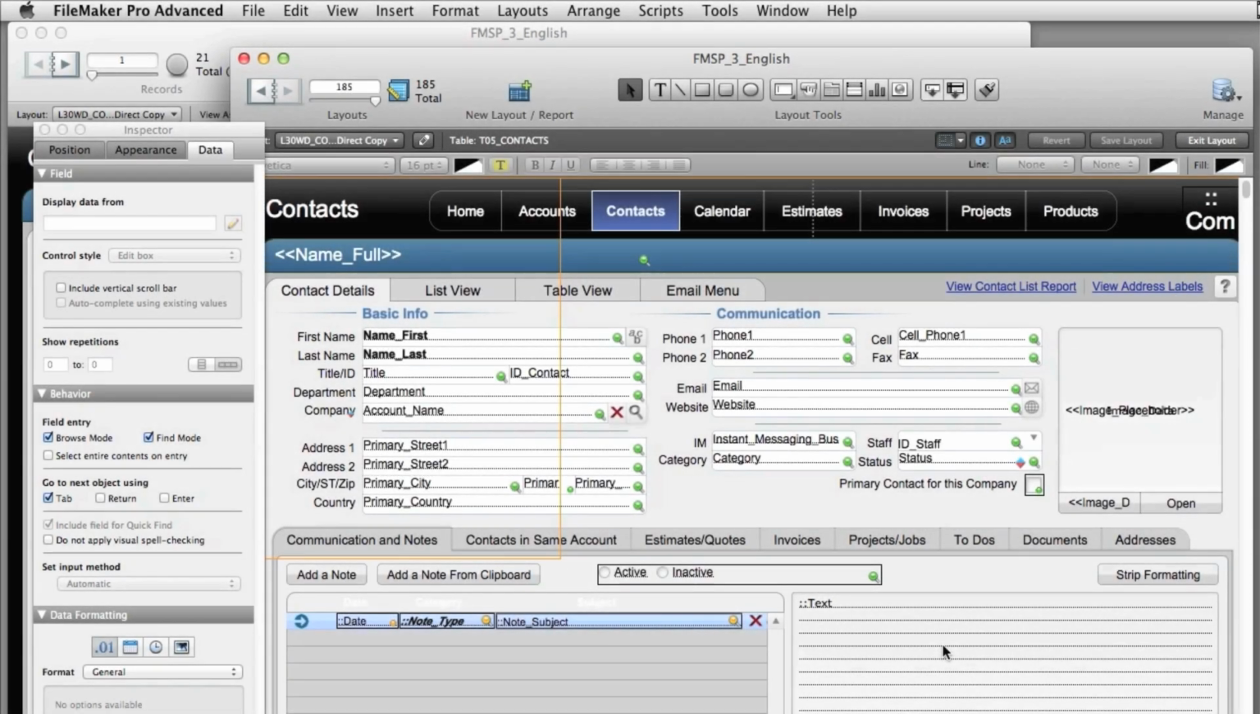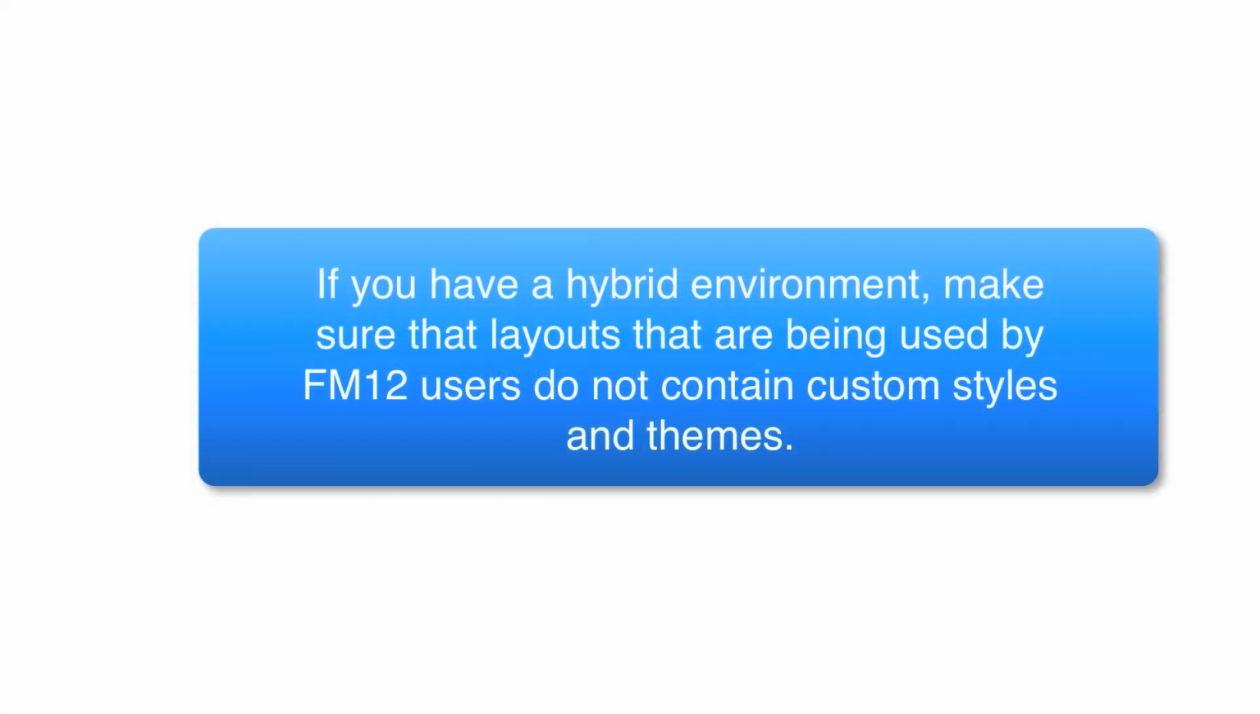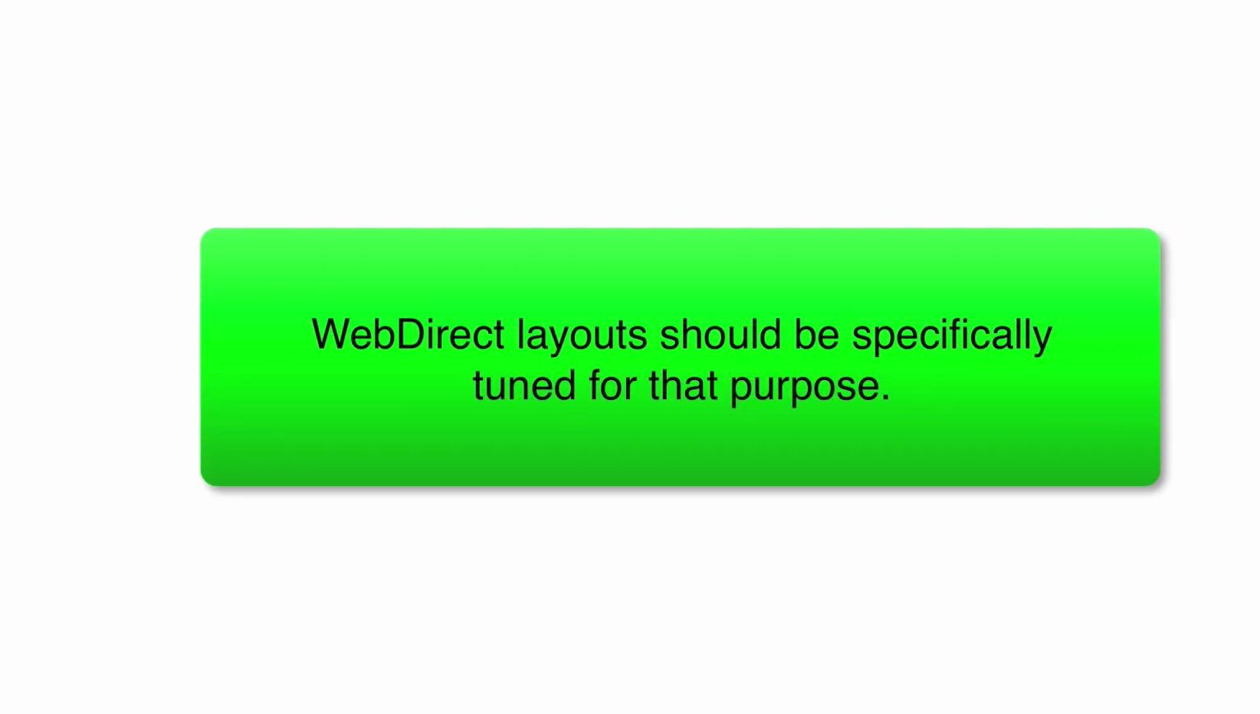And this is why FileMaker Incorporated specifically warns users against hacking the CSS in FileMaker 12. So FileMaker's general guidance on this topic is that if you're going to have users accessing layouts in a hybrid environment, make sure the layouts that are accessed by FileMaker 12 users do not contain custom themes and custom styles. Of course, if you think about this, that makes sense, because the first lesson that we've learned in this video was that WebDirect layouts should have their own specialized layouts dedicated for their own purposes. And that's just another reason to follow our own recommendations.